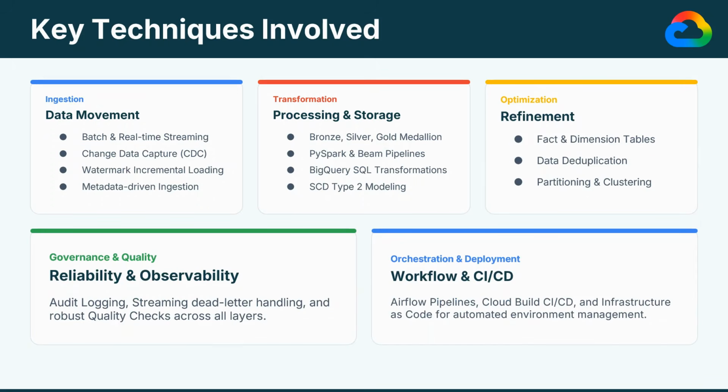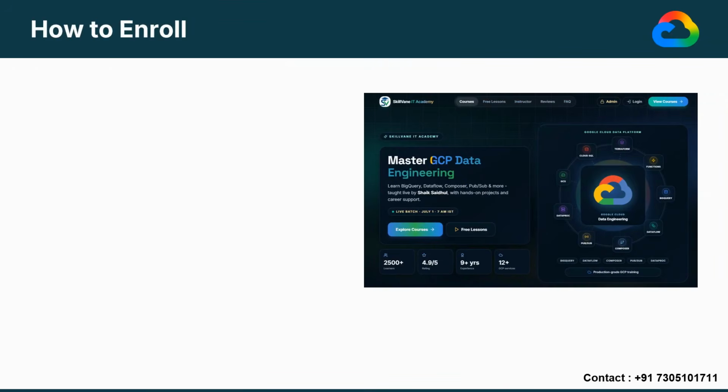And we're also using a workflow and CI/CD platform for deploying your code. So we are creating Airflow pipelines or DAGs, Cloud Build CI/CD, and infrastructure as code for automating the entire environment. So these are the different techniques. Even more we are using. I cannot show you everything, but in the upcoming sessions, you are going to see everything. I hope you guys got a very good understanding of the entire project.